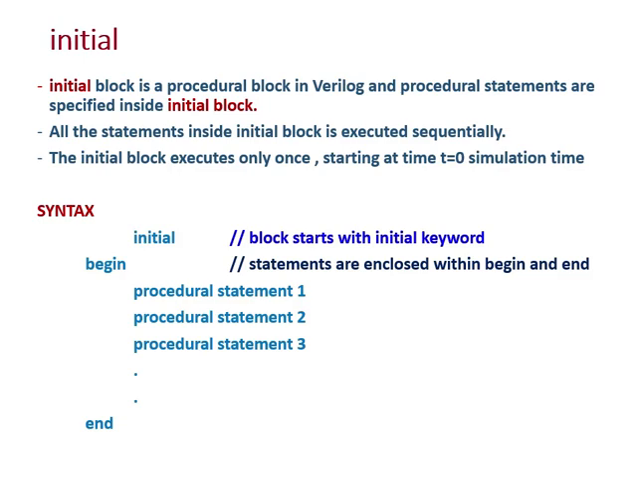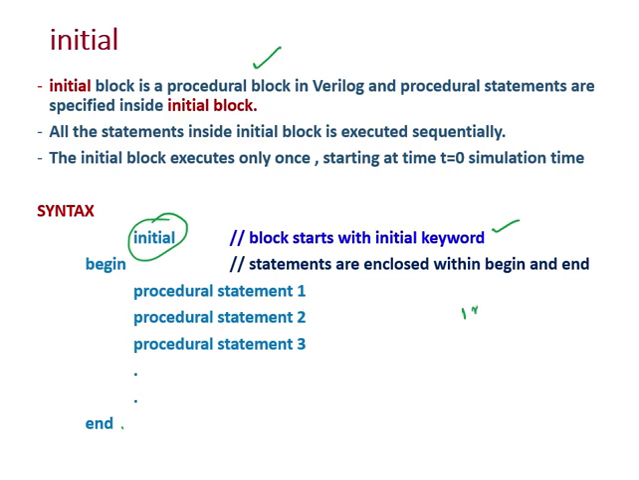The initial block is a procedural block that you have to remember in Verilog, and these procedural statements are specified inside this initial block. For example, see, this is the syntax of initial. The block starts with the initial keyword, then begin, then end. These are the statements enclosed within begin and end. So you can have 2, 3, 4 or any number of statements inside this begin and end, means inside the initial block.